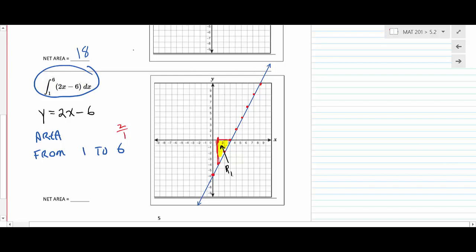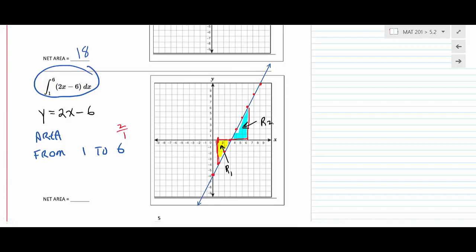Okay, and then we're going to go all the way from, I'm sorry, 3 to 6. So now we need to go from 3 to 6. Once you get to 6, just go straight up to the function. And then I'm going to shade that in, and that's going to be the second region, kind of like that. Okay, so I'll call that R2 for region 2. Okay, like that.